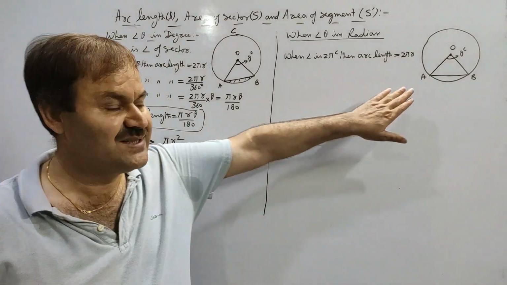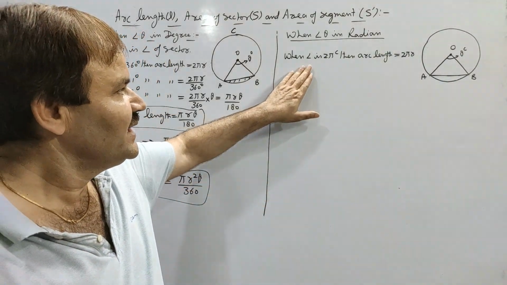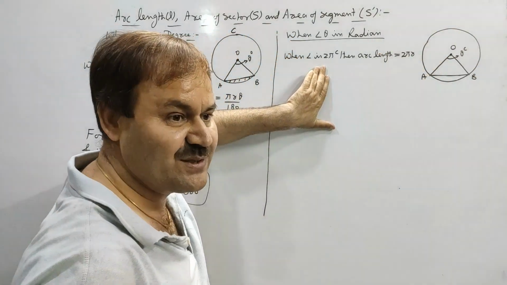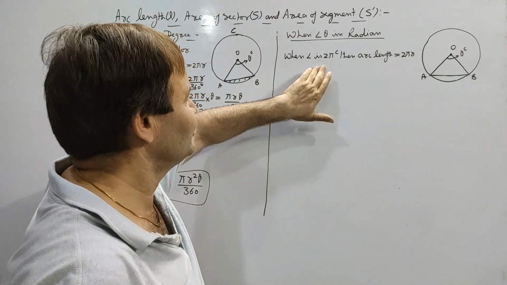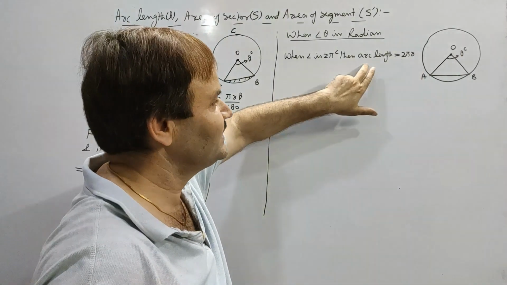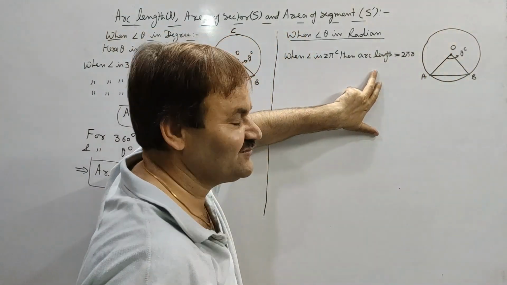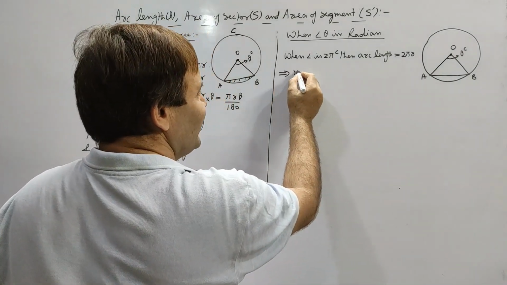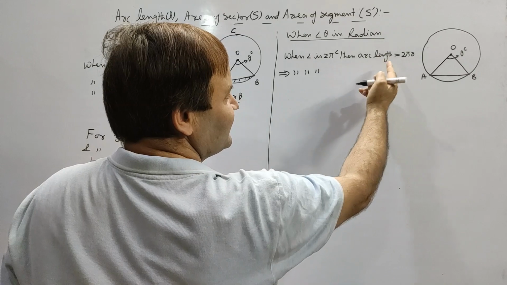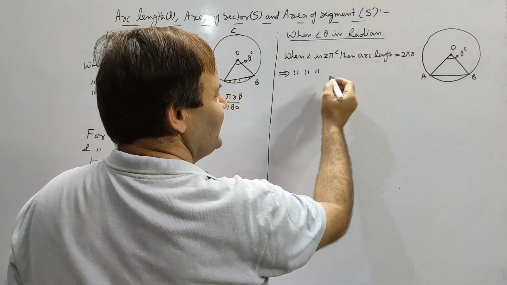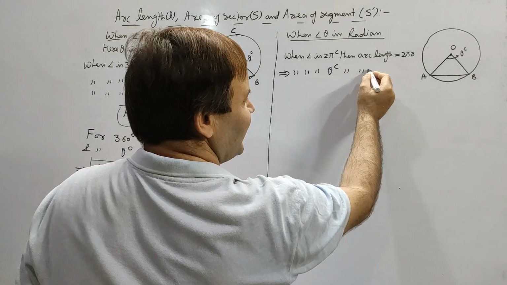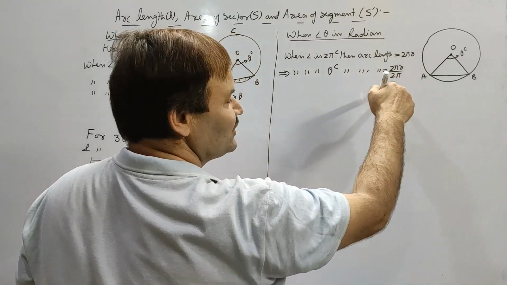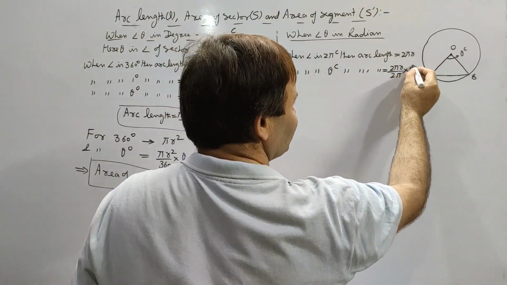Now if the angle is given in radian, then a complete circle will subtend an angle of 2 pi radian at its center. So when the angle is 2 pi radian, the arc length means the total circumference, which is 2 pi r. This implies when the angle is 1 radian, the arc length will be 2 pi r upon 2 pi, and if the angle is theta radian, the arc length will be 2 pi r upon 2 pi, that is for 1 radian, multiplied by theta.